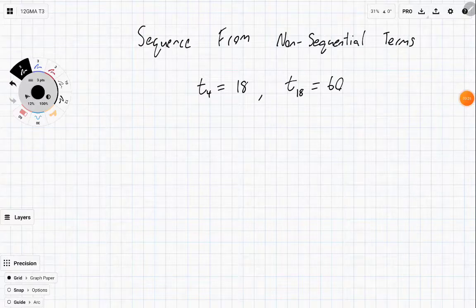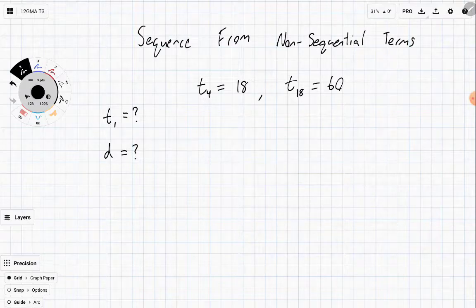Alrighty, so we know that the fourth term of the sequence is 18 and that the 18th term of the sequence is 60. And the question is, what are the first five terms of the sequence? So things we want to find. The first thing we want to find is the first term, T1, and we also want to find the common difference, D. These are the two things that we are looking for, things that we don't know.